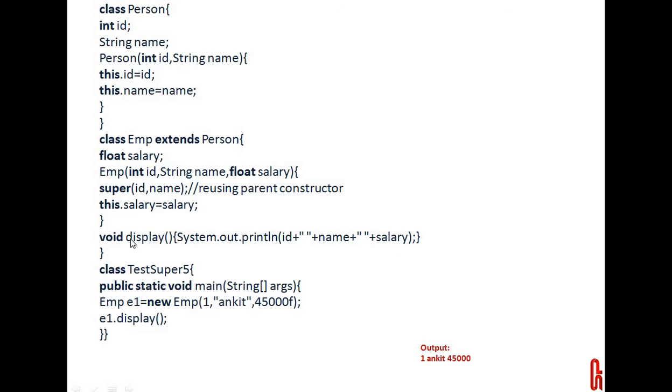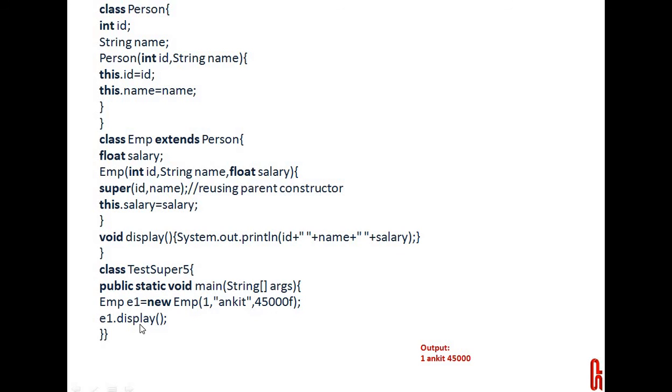One more method is there, display, system.out.println that prints ID, name and salary values. In our main class, EMP object is created, e1 is equal to new EMP(1, "Ankit", 45000f), f referring to float variable. E1 object is created with 3 values initially. So these 3 values are initialized with e1. The ID is 1, name is Ankit, salary is 45,000.